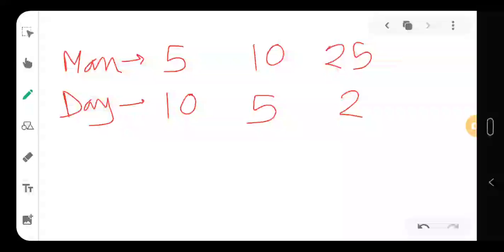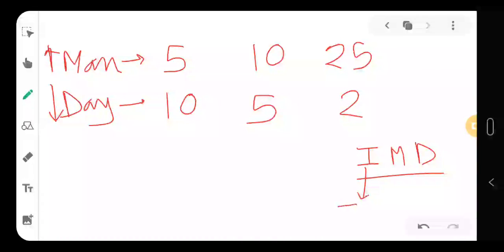In this case you can see that men and days are not in a direct relationship. My number of men is increasing, my number of days is decreasing. So one quantity is increasing here, whereas another quantity is decreasing. This kind of situation is called inverse relationship. I have shown you in the unitary method also that for inverse relationship I have used this IMD. I stands for inverse. This is just to remember, okay?